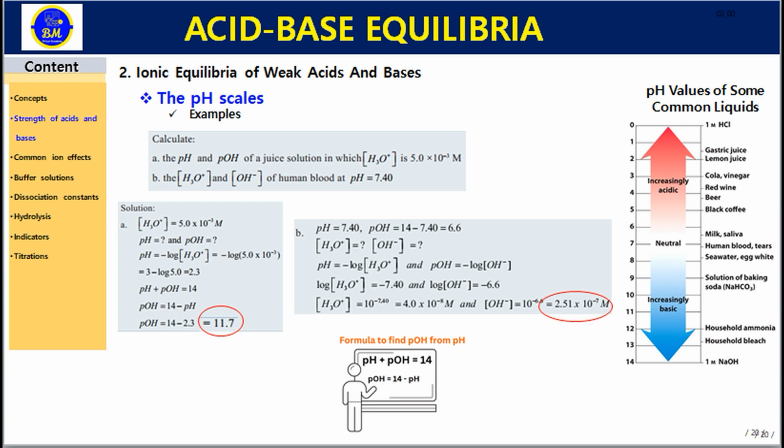But one important point: the summation of pH and pOH is always 14 at 25 degrees Celsius. So don't forget that the summation of these two is always equal to 14. Don't forget, at 25 degrees Celsius. Good.